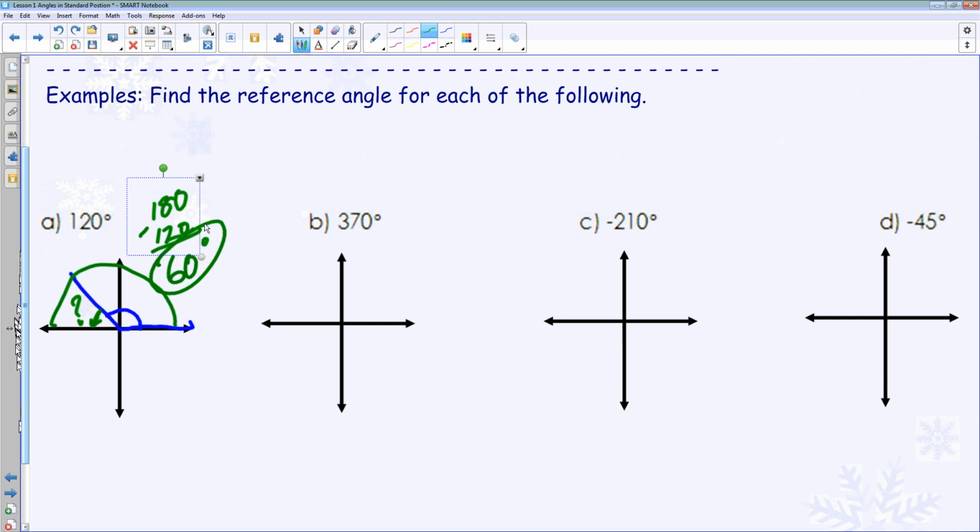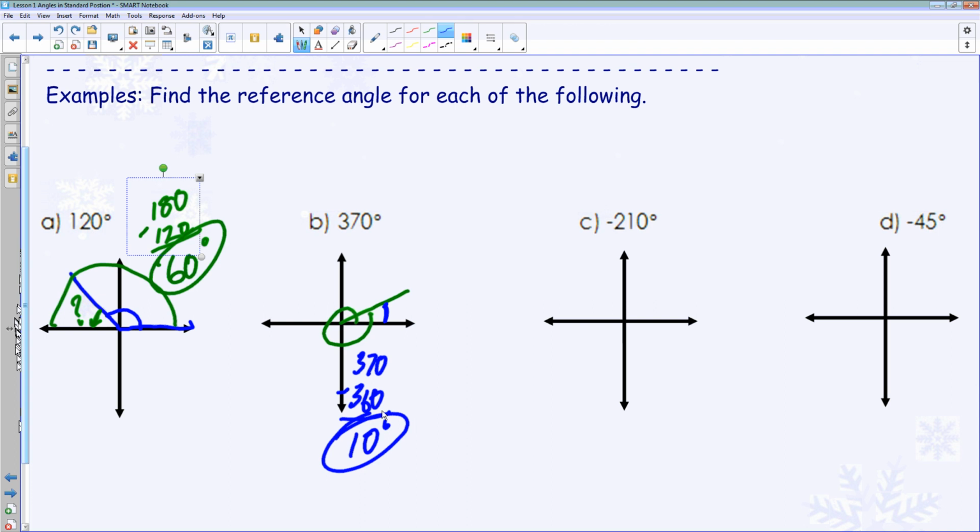Our next angle is 370 degrees. So that's a full circle and then 10 degrees more. Okay, so I already gave you our answer. All right, so what's this angle measurement, this positive acute angle? Well, you would do 370 minus 360 and you get 10 degrees.